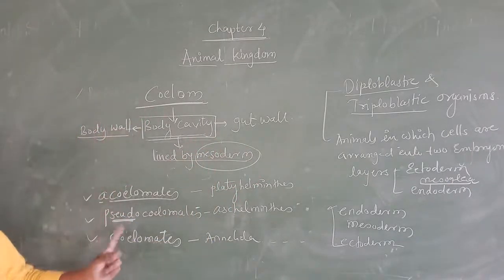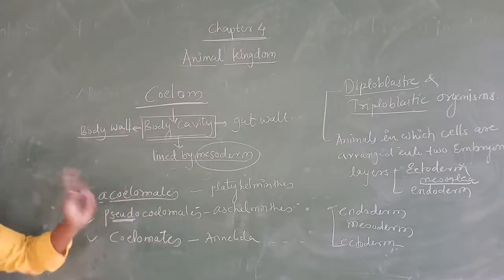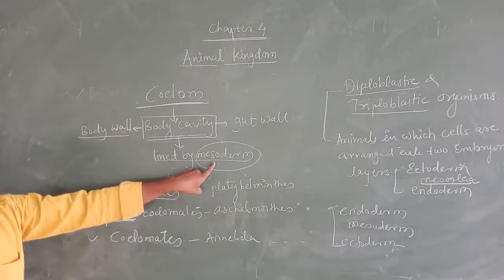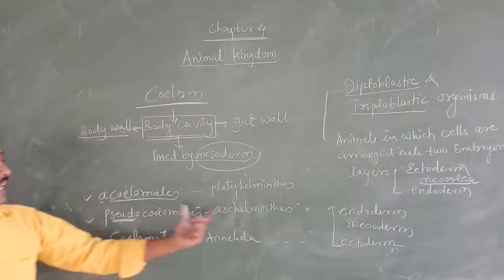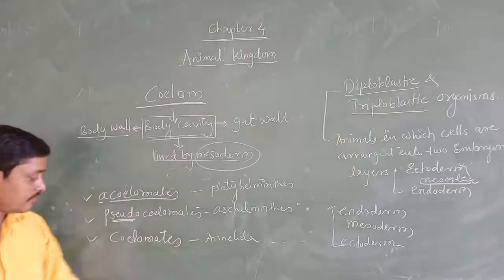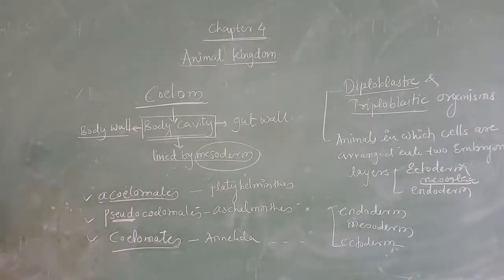Body cavity is there, but it is not lined by the mesoderm, and such organisms are called pseudocoelomates. The cavity is there, but it is not lined by the mesoderm. Such organisms are called pseudocoelomates. Example, Ascaris and nematodes. And the last one is coelomates.